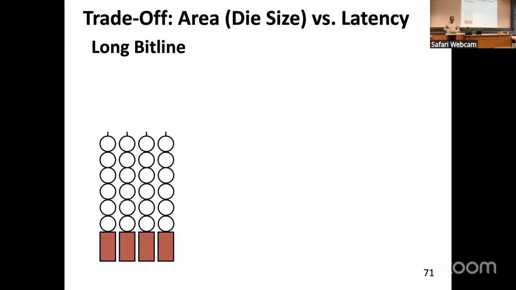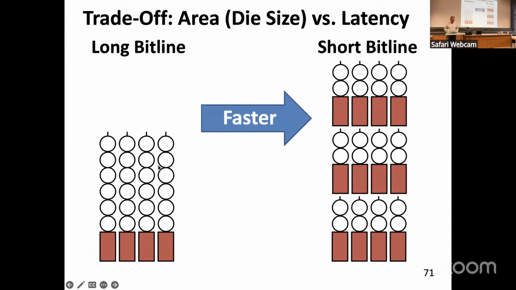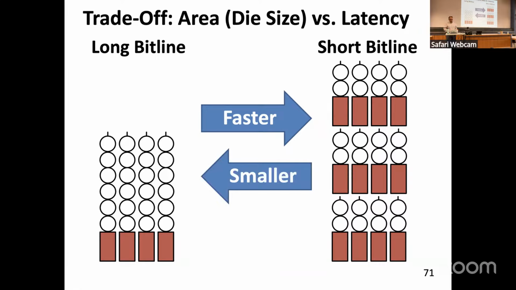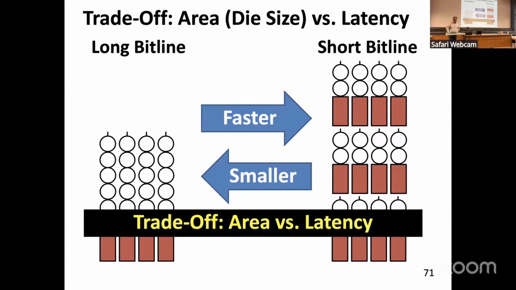So clearly, there is this fundamental trade-off between area, die size, and latency. When we have long bitlines, we have a slower operation. We can make it faster by using short bitlines, basically chopping the bitline and adding sense amplifiers in between. So now you have shorter bitlines. This is clearly faster, but of course it comes at the price of capacity overhead. So there is this trade-off between area and latency.